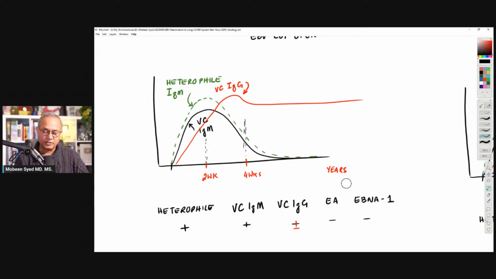So it looks like a complicated graph, but it really is very simple. First of all, look at this green. This is heterophile IgM. Look at IgM and heterophile. What does that mean? Is this patient having a new acute infection, maybe mononucleosis starting, mono starting, or is this reactivation?